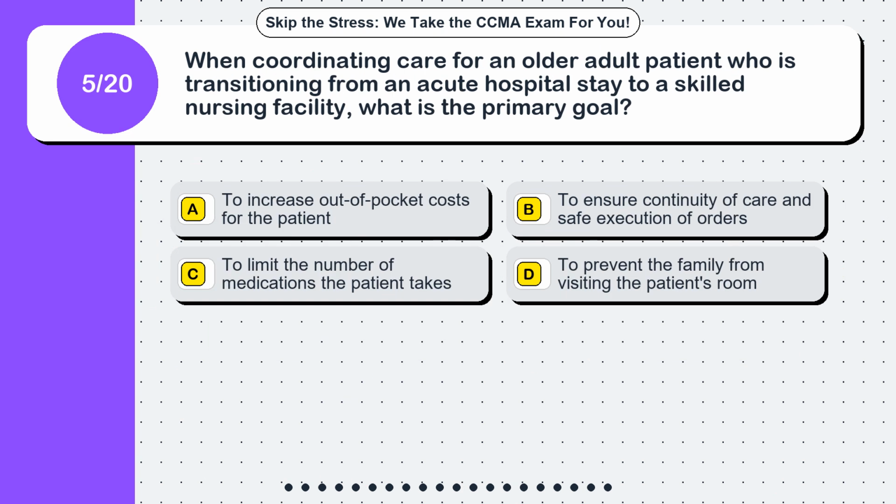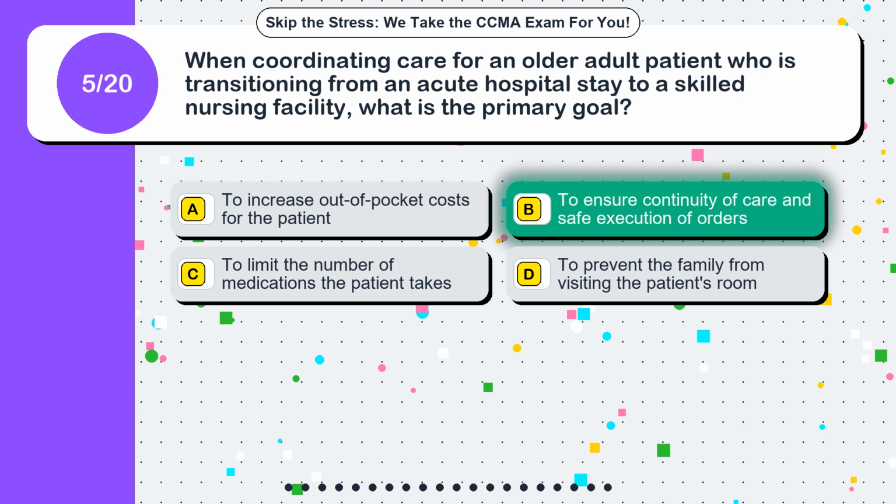Question 5. When coordinating care for an older adult patient who is transitioning from an acute hospital stay to a skilled nursing facility, what is the primary goal? Option A. To increase out-of-pocket costs for the patient. Option B. To ensure continuity of care and safe execution of orders. Option C. To limit the number of medications the patient takes. Option D. To prevent the family from visiting the patient's room.